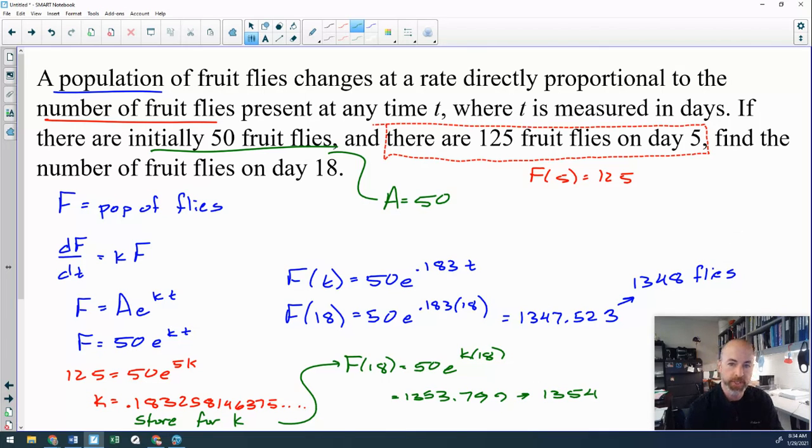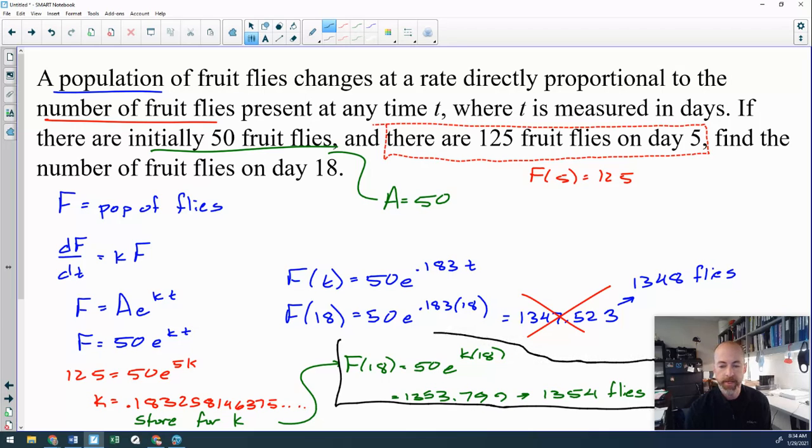In exponential situations, using a rounded intermediate value to get your final answer is exaggerated a lot more than in other situations. So please, please, please make sure that if it's a calculator active problem and you get a decimal for an intermediate step, you must store it to ensure that your final answer is accurate. So this one ended up being wrong. The correct answer is 1,354 flies, and there we go.